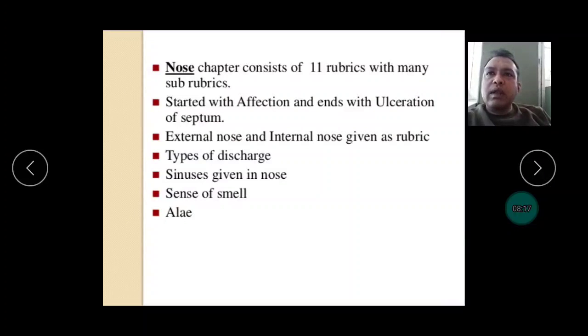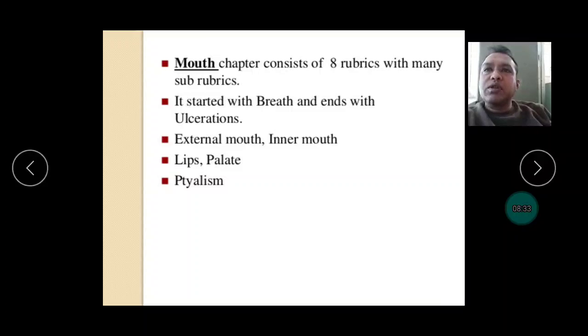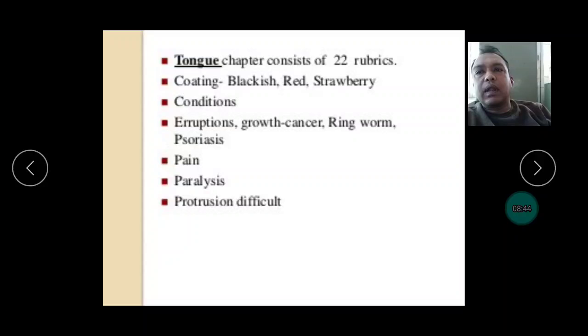Now nose again consists of 11 rubrics, with many subrubrics, starting with affection and ending with ulceration of septum. External nose and internal nose are given as rubrics. Types of discharges, sinuses, and sense of smell are given in the nose. The mouth chapter consists of 8 rubrics with many subrubrics. It starts with breath and ends with ulceration: lips, external palate, external mouth, inner mouth, palate, etc.